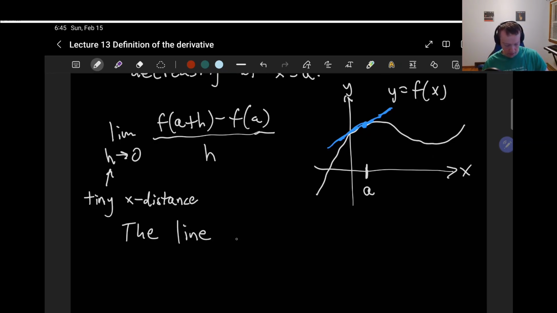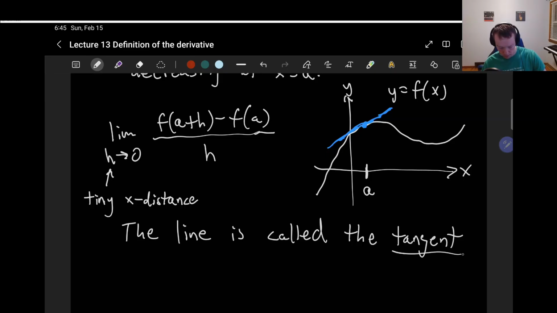So this line is called the tangent line. Because tangent means it touches right at that point, it glances the curve. So the slope of the tangent line is the instantaneous rate of change. It tells you how quickly your function is rising or falling at that point.